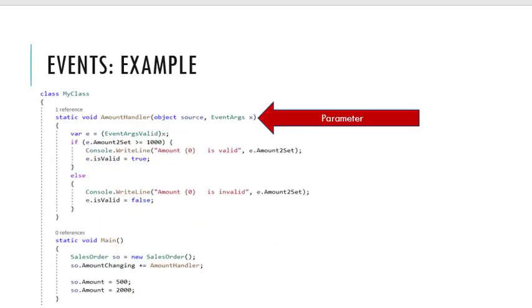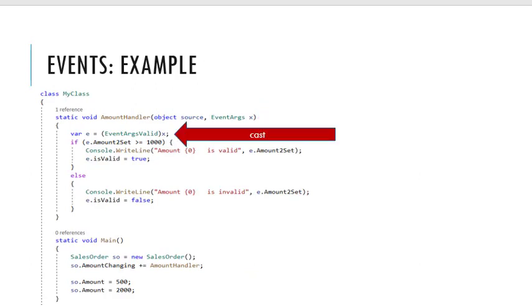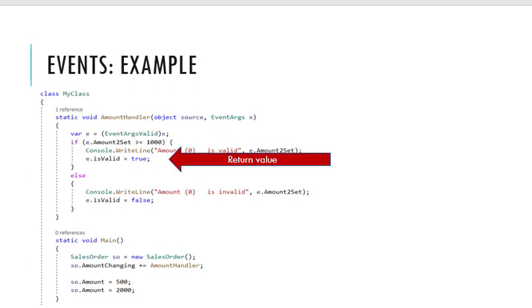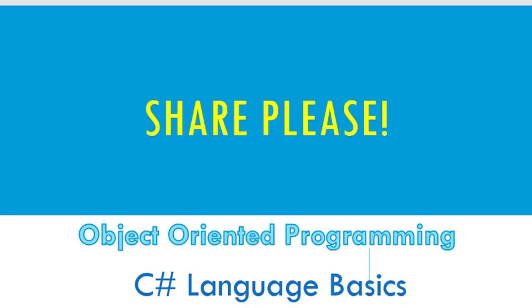The AmountHandler method receives the parameters as EventArgs and casts it to the EventArgsValid class. Then it accesses its values and finally sets the value of the IsValid property. So there is no return statement, but this value is accessible in the SalesOrder class. So it is another way to return a value through a parameter. Okay, this topic ends here.